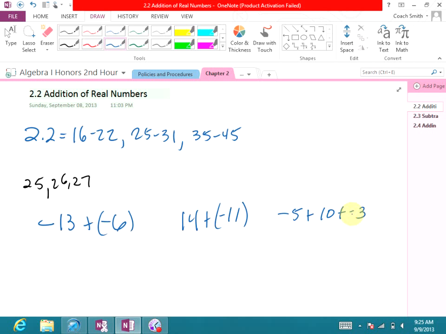No, it's only when you have a positive and a negative that you do that. So that one right there would be one where you'd subtract their absolute values, because you have a positive and a negative. Your negative sign is wrong. On the 14, it goes on the 11, not the 14.